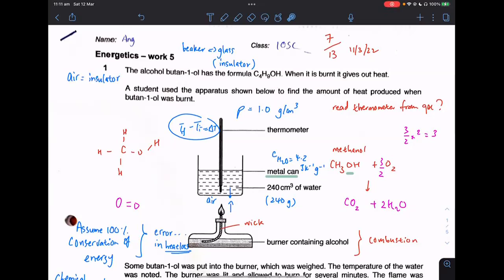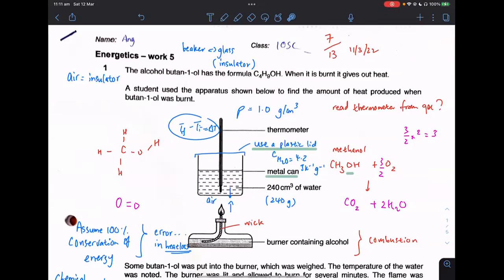100% conservation of energy is an assumption. If you can close the gap, you can reduce the heat loss to the air, the surrounding. You want to ensure all the energy from here goes into here. Another thing you can do is close the lid. Use a plastic lid. Why do we want to use a plastic lid? Because plastic is an insulator. Insulator will prevent heat loss.